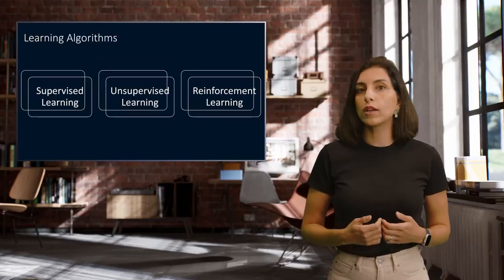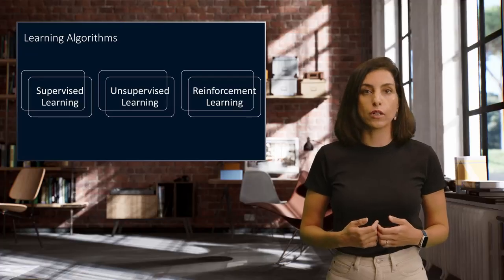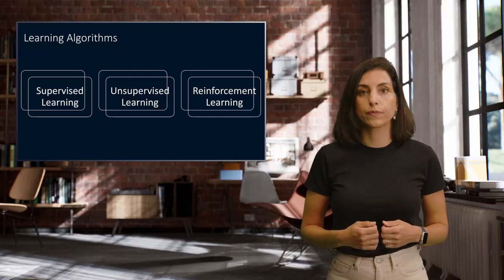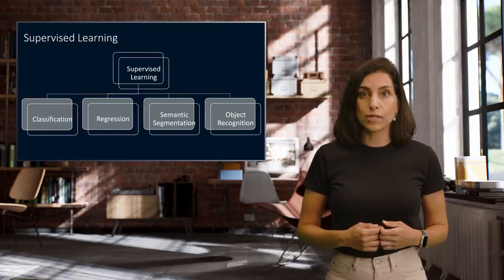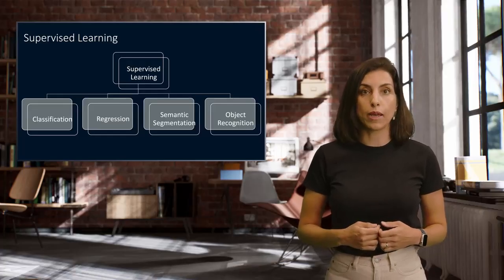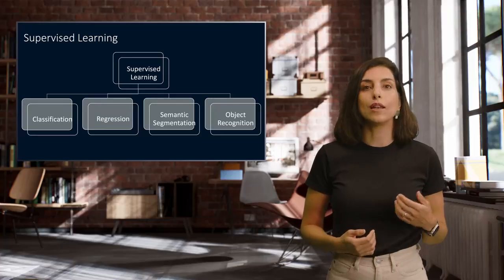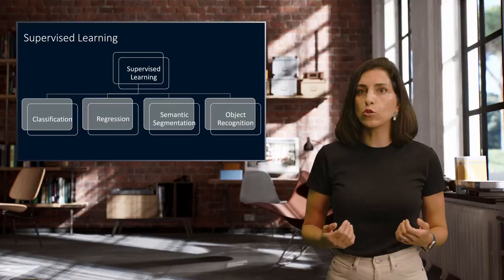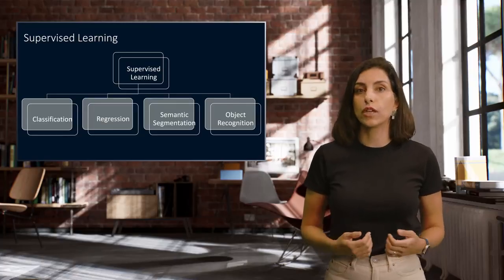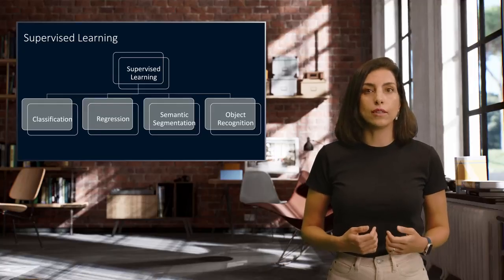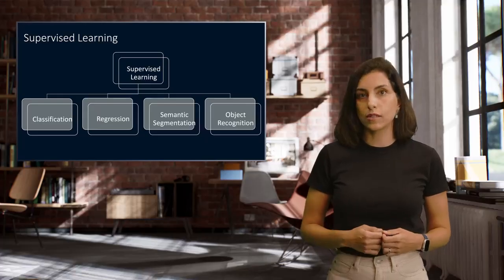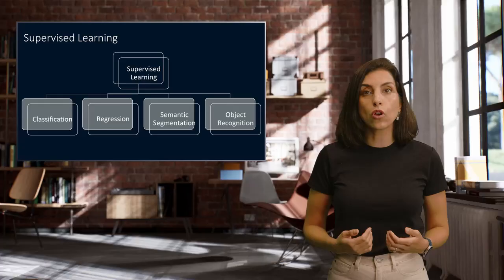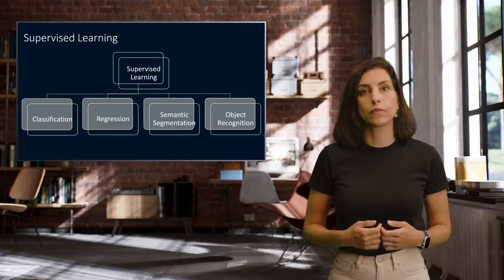We often categorize the three primary types of machine learning: supervised learning, unsupervised learning, and reinforcement learning. This slide presents an overview of supervised learning methods, which involve learning from labeled data to make predictions or decisions. It includes, but is not limited to, classification, that is, categorizing data into predefined classes. Regression refers to predicting continuous outcomes based on input data.